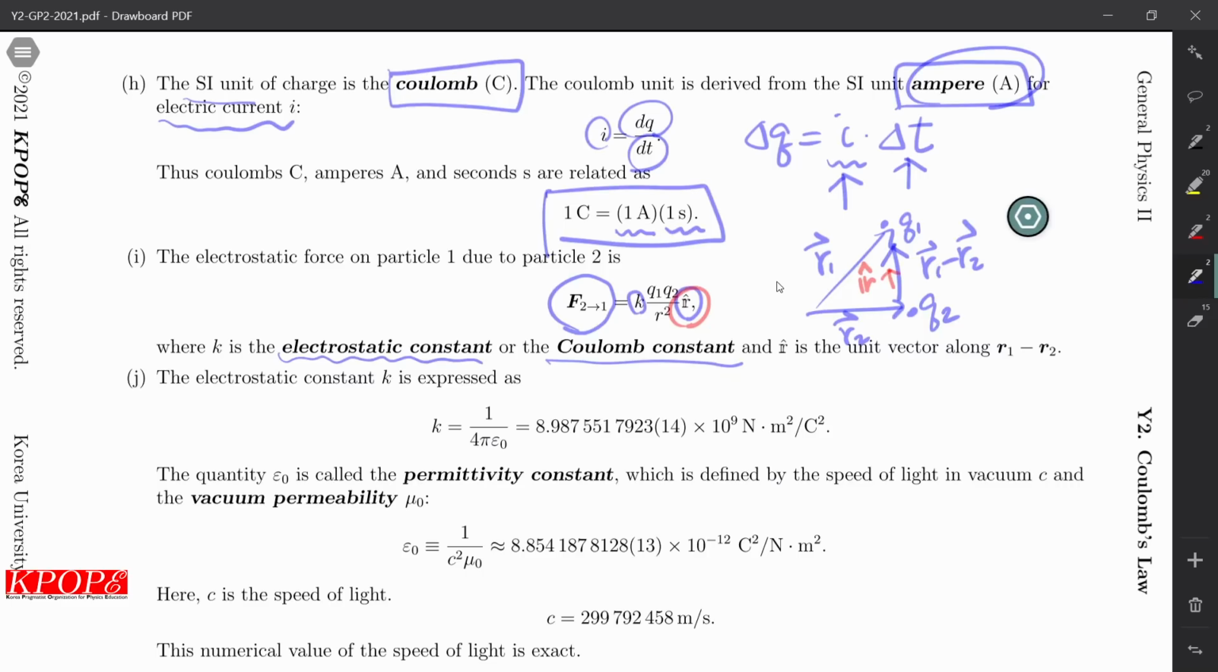So if the product is positive, then the force is repulsive. If the product Q1 Q2 is negative, then the direction of the force is opposite, making it attractive.